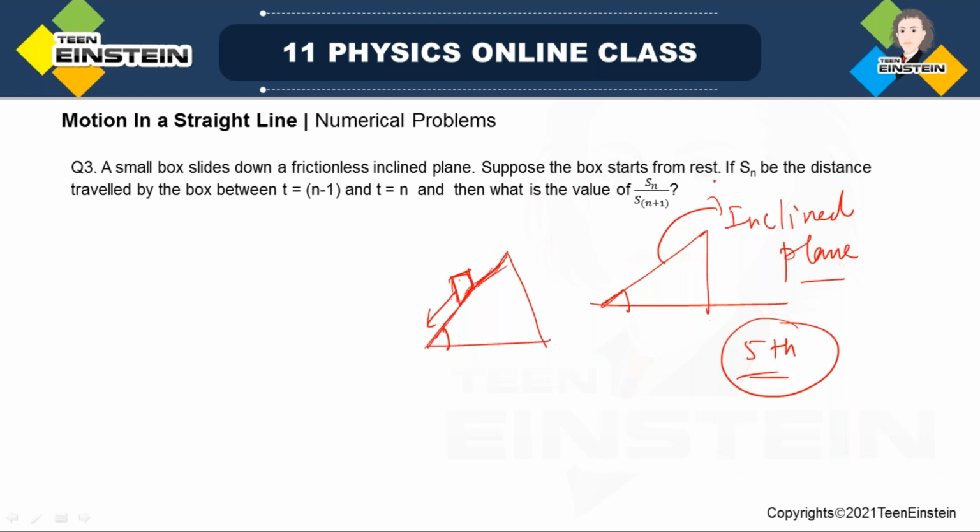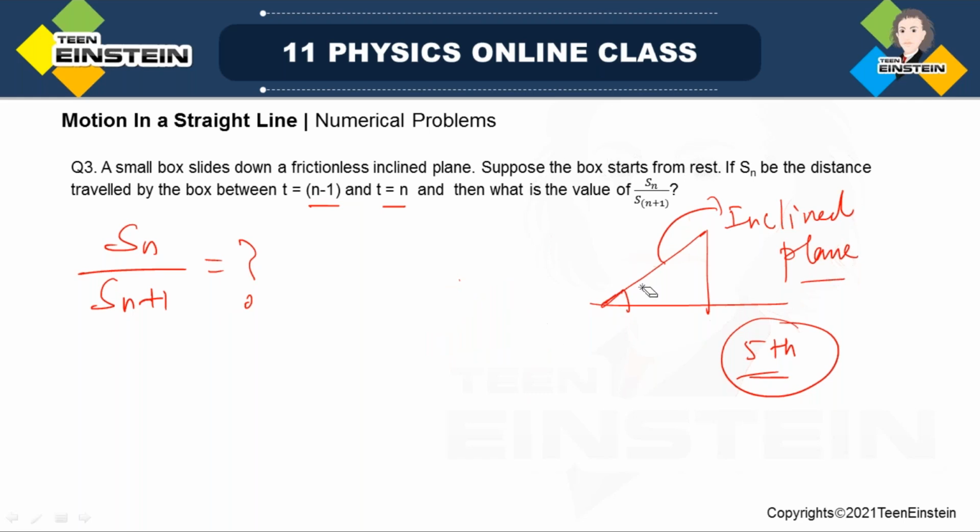Suppose the box starts from rest, and if Sn is the distance traveled by the box between t equal to n minus 1 and t equal to n, then what is the value of this ratio? You have to find out Sn by Sn plus 1. You may not know this. I'll just explain what to do and how to do it.